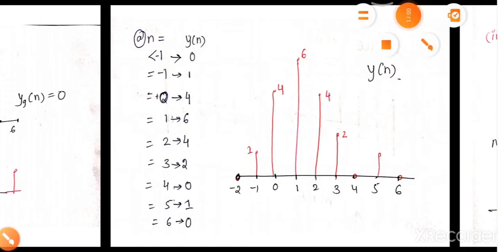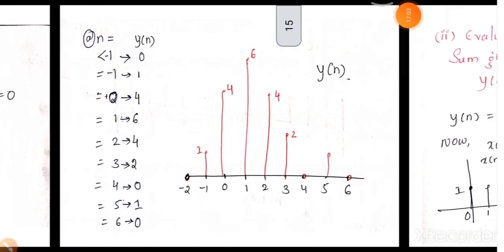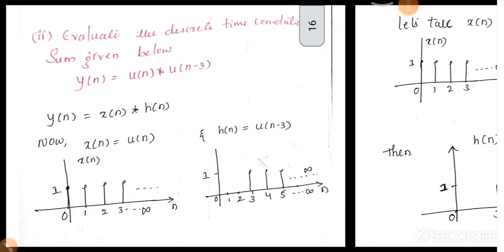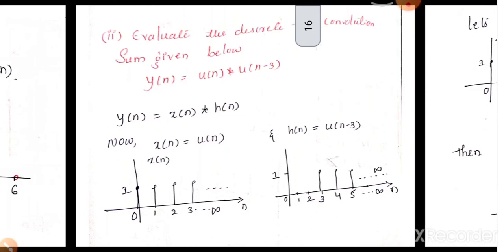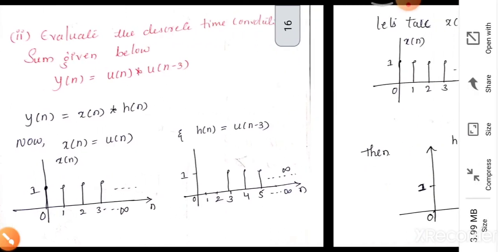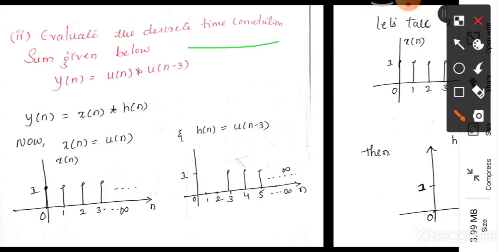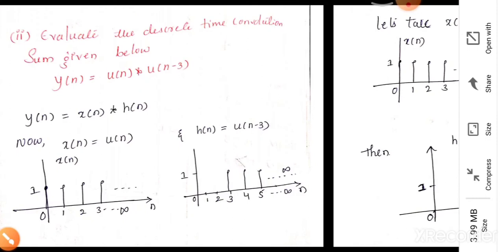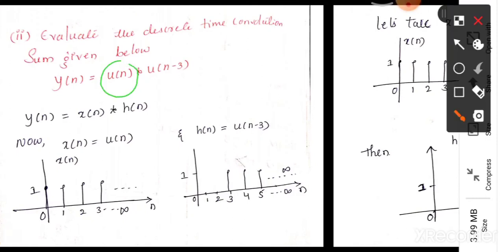Okay, now we can take another numerical. They have said to evaluate the discrete time convolution sum given below, that is y of n equal to u of n convolution with u of n minus 3. When they have given these signals in the form of equations only, as we know, y of n equal to x of n convolution with h of n. Now x of n is u of n, h of n is u of n minus 3.